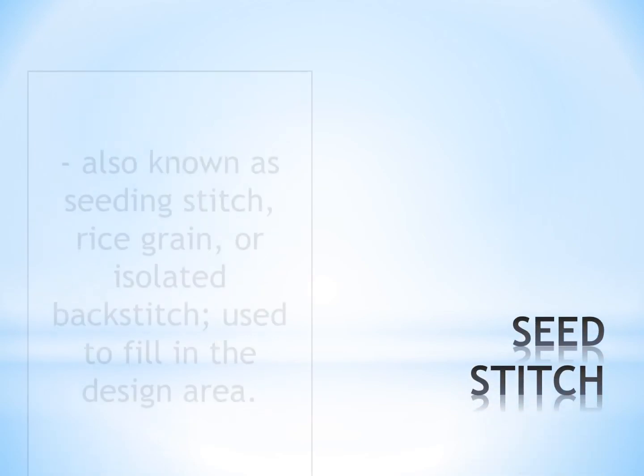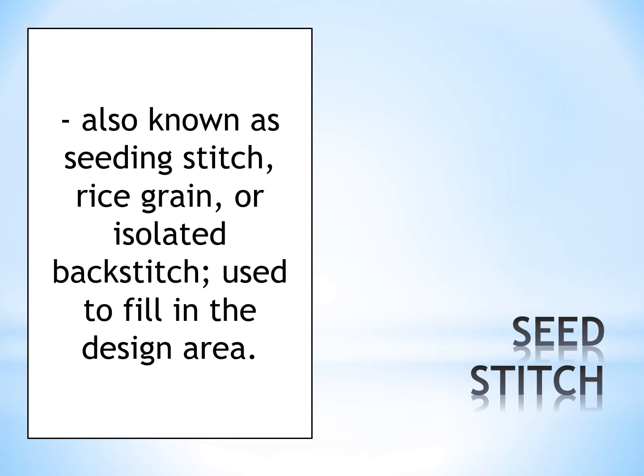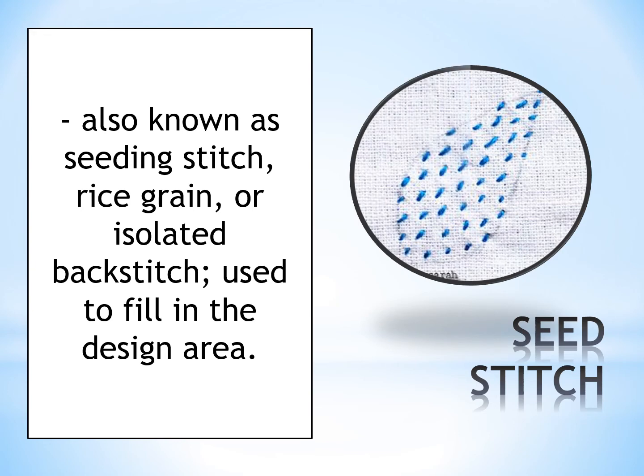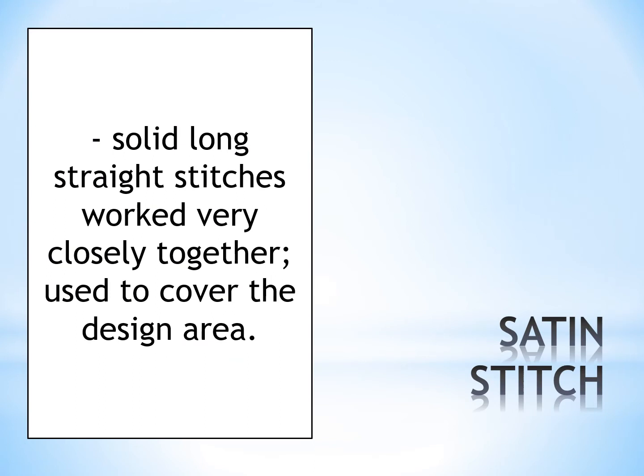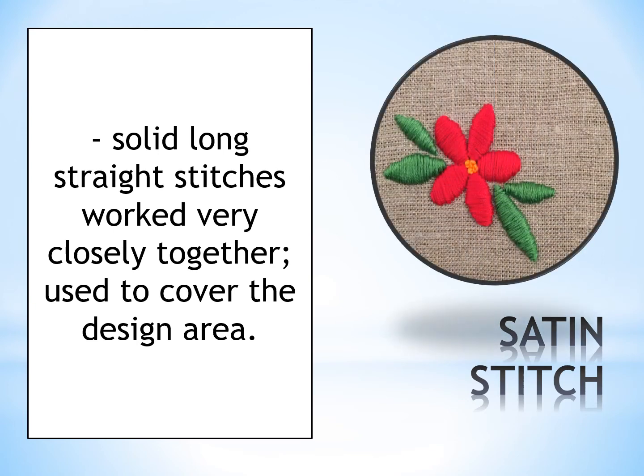Seed stitch, also known as seeding stitch, rice grain, or isolated box stitch. It is used to fill in the design area. Next, satin stitch. Solid long straight stitches worked very closely together, used to cover the design area.